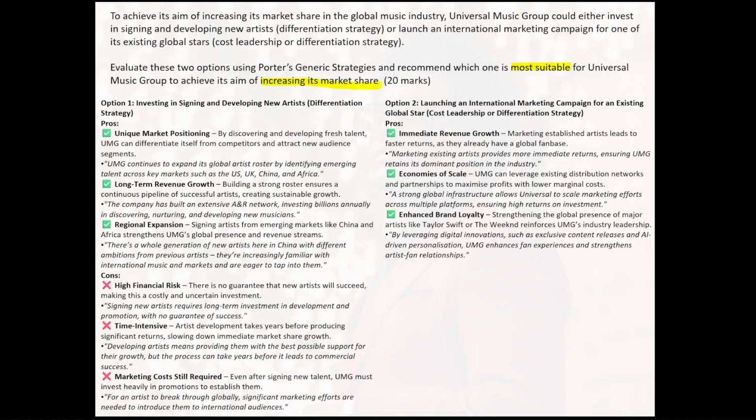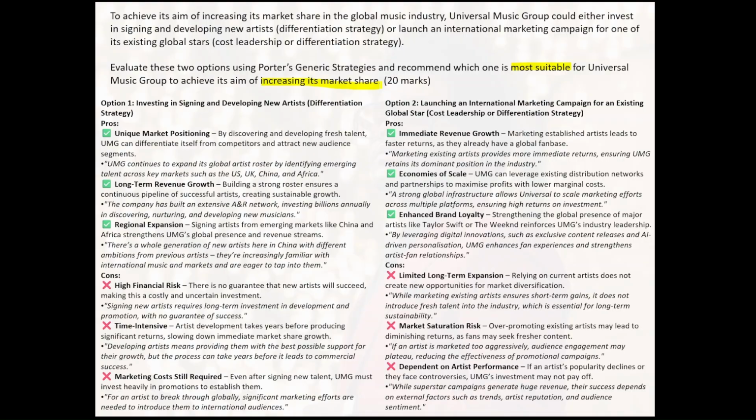If we're thinking about launching into it, we've got that immediate, I hate that word, but never mind, revenue growth, because you've got existing fans out there. They go, yay, this is great, another one from Adele, let me buy her album. Economies of scale, because you're already out there. You're already marketing, you've already got the brand awareness. You might not need to spend as much money on marketing existing stars compared to brand new ones where you need to persuade me that I want to listen to them. And we could enhance that Taylor Swift brand loyalty. And there we go, you can read the rest.